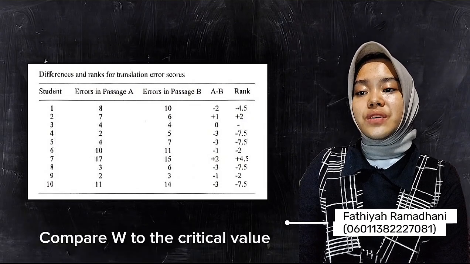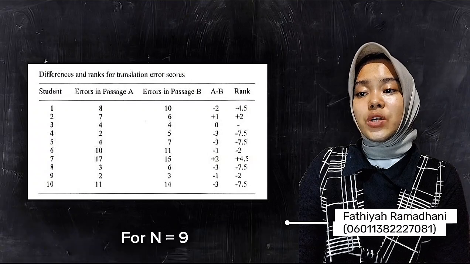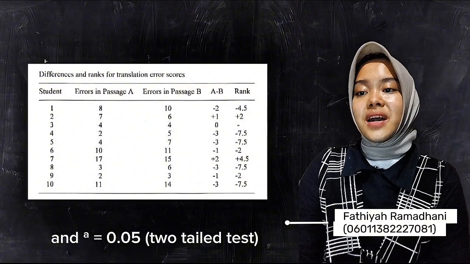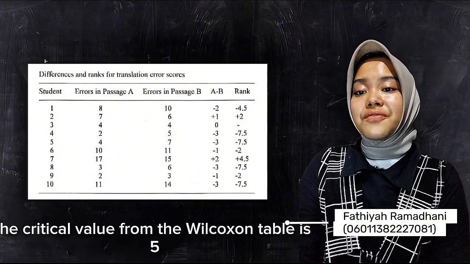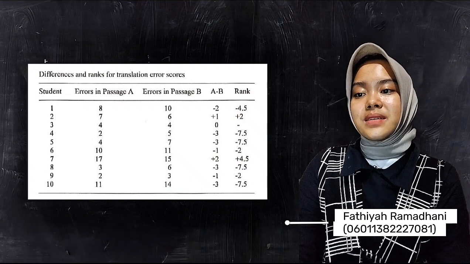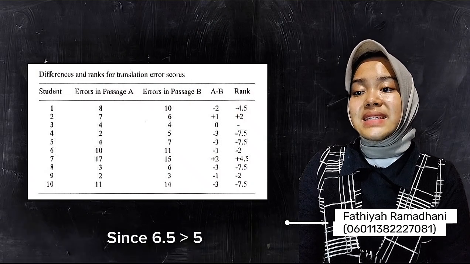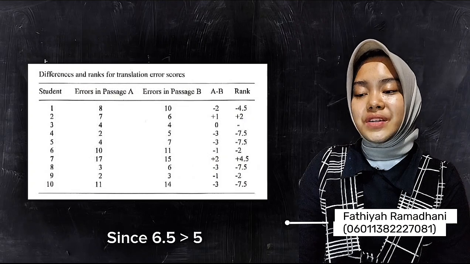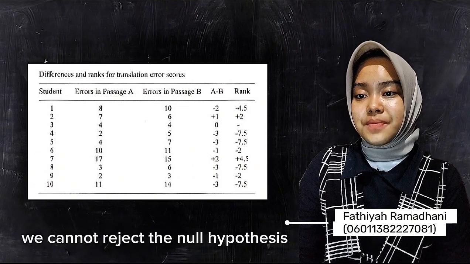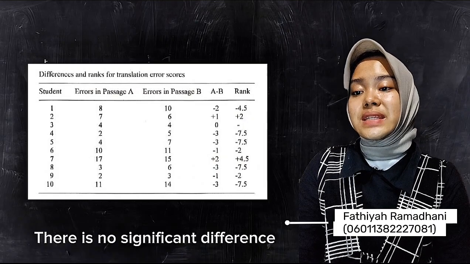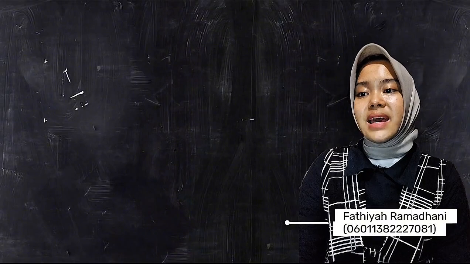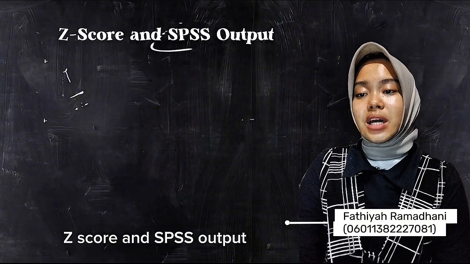Compare W to the critical value. For n equals 9 and alpha equals 0.05 to test, the critical value from the Wilcoxon table is 5. Then the decision: since 6.5 is greater than 5, we cannot reject the null hypothesis. There is no significant difference between the two datasets.